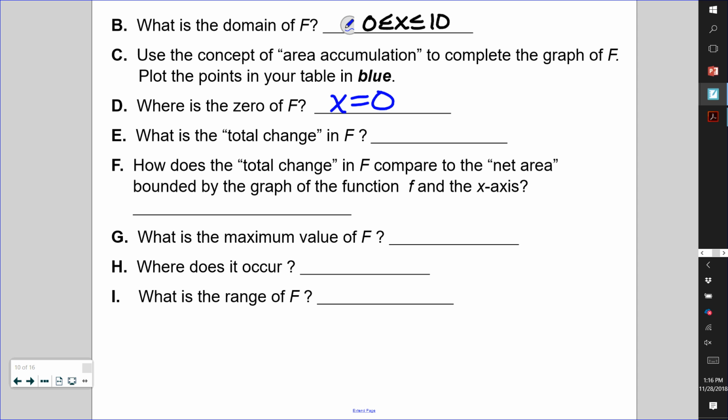What is the total change in F? Well, what does total change mean? It means F of 10 minus F of 0, being capital F of 10 minus capital F of 0. That's the total change, correct? And minus the beginning. Well, isn't that exactly the integral from 0 to 10 of its derivative? You'd get the antiderivative, plug in 10 minus plugging in 0. So what's the answer? What did we get at the end? 6.